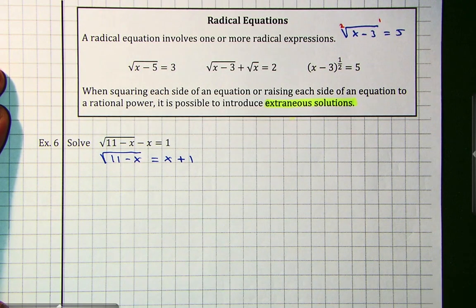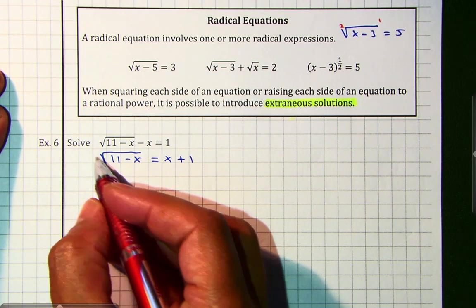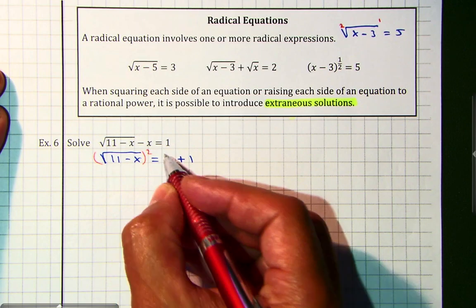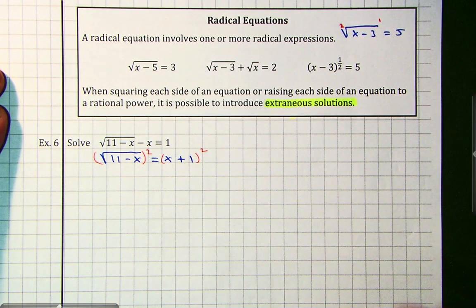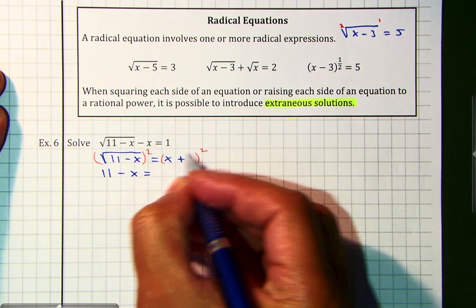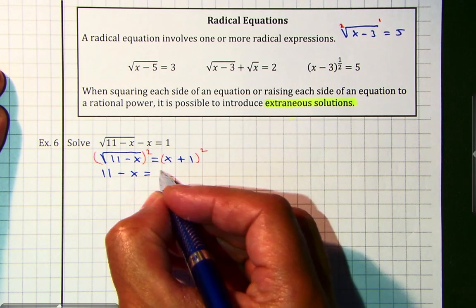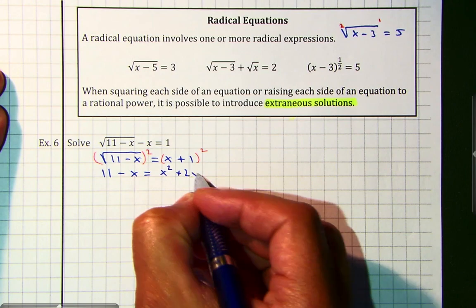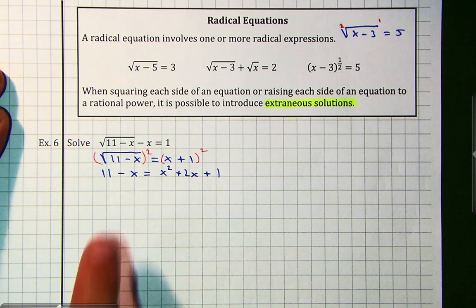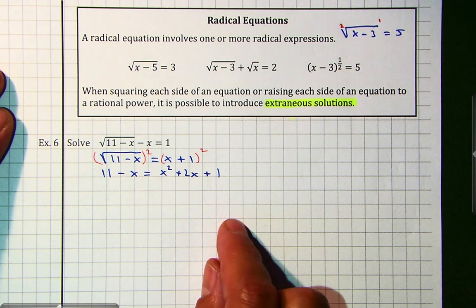And now, how can I get rid of the radical? How can I get rid of a square? By squaring both sides. Every time you square both sides, you might end up with an extraneous solution. So you have 11 minus x equals, what's x plus 1 squared? x squared plus 2x plus 1. And now we have an equation that we can solve. So make it equal to 0, solve it, and see what you get.